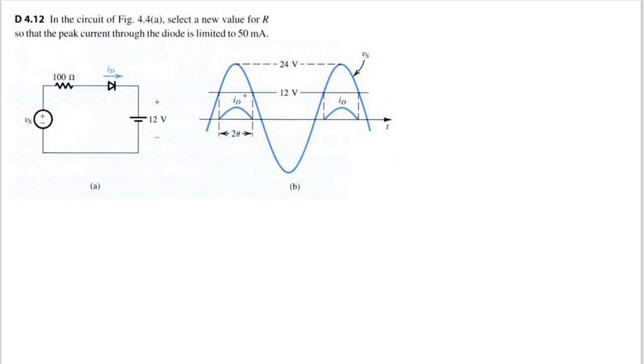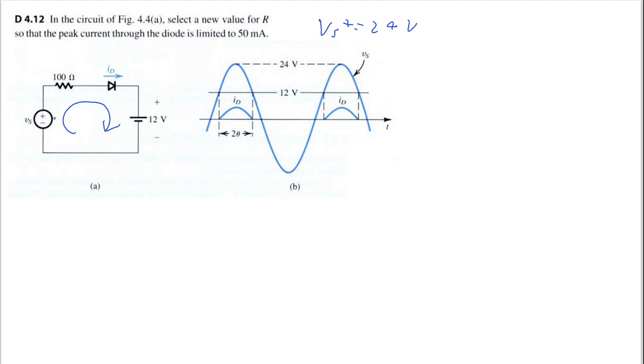And then on this waveform here, we can see this is Vs, and this 12 volts here is just the battery. So we can see that the peak value of Vs is 24 volts. And we're going to use this value to do some simple KVL, right? If I want to calculate the resistance I need so that the current is limited to 50 milliamps, I can solve that just using some basic KVL.